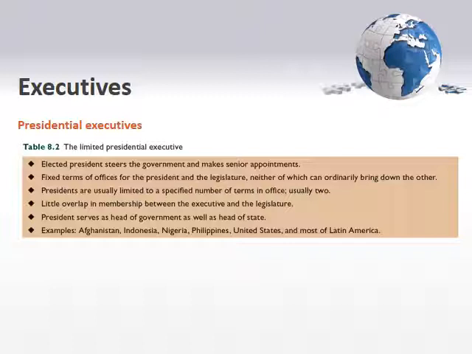Not so in a presidential system where the president is elected for a fixed term. They get to serve that term, even if they become unpopular with the country as a whole or with the legislature.